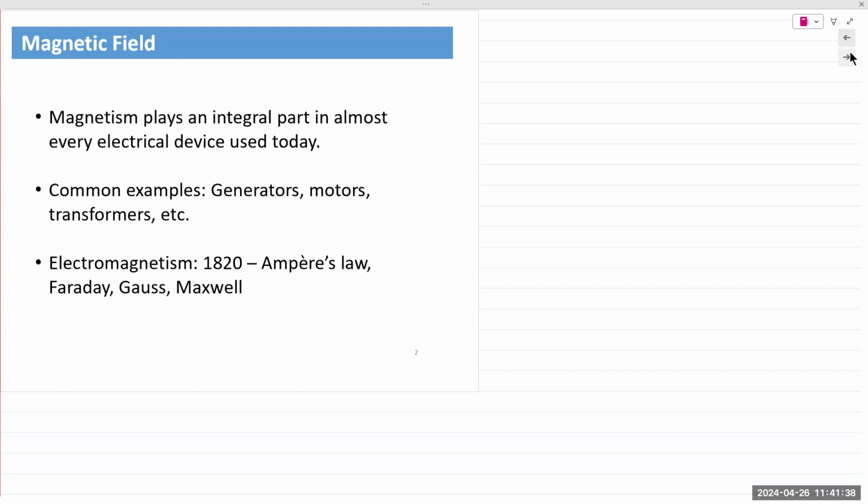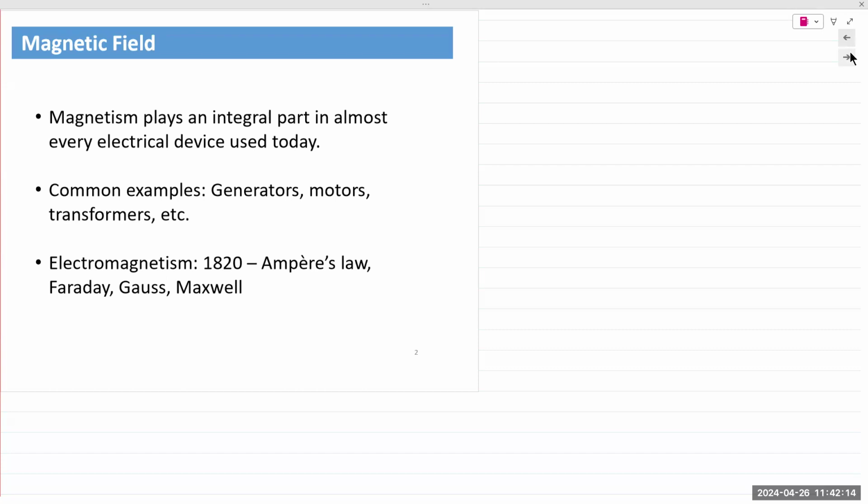Generators and transformers are all based on the principles of magnetism. An electrical generator is nothing but a coil of wire that is rotating inside a permanent magnetic field. That coil of wire is rotated using mechanical energy, wind power, or water power that rotates the turbine. The turbine is connected to an electrical coil. That coil rotates inside the magnetic field, and it generates electricity. Okay, so magnetism is an important part of everyday life.